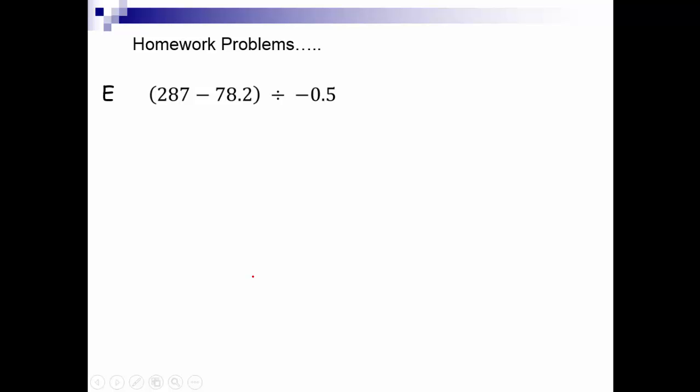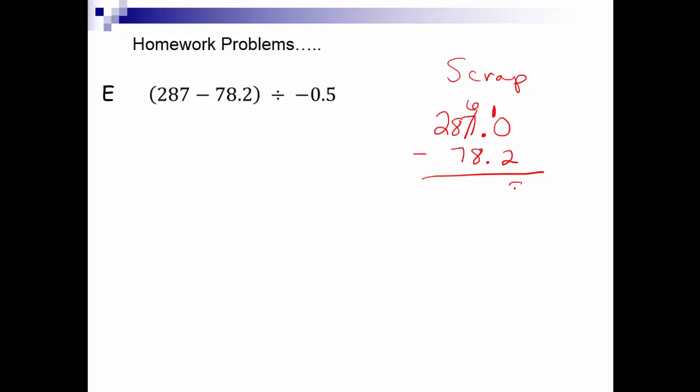Okay, let's try letter E, working within parentheses first. I have to do my subtraction first, so I have my scrap off to the side. 287, put a decimal point there. With subtracting, we have to line up our decimal points. 78.2, so I put a 0 here. I can't take 2 from 0, I have to make that a 10. That 7 becomes a 6. 10 minus 2 is 8. I still have my decimal point right where it is.